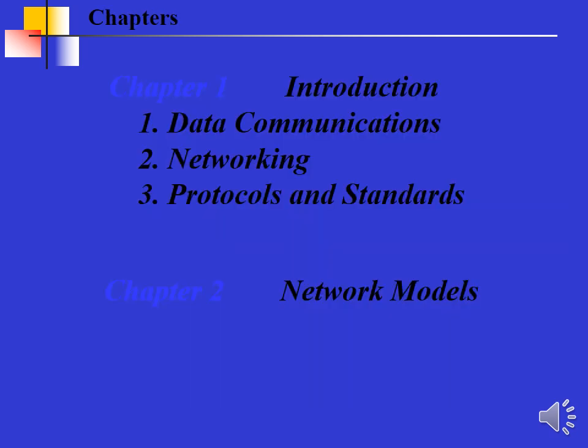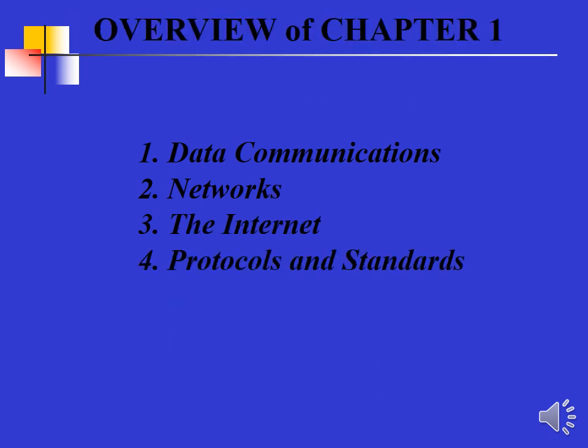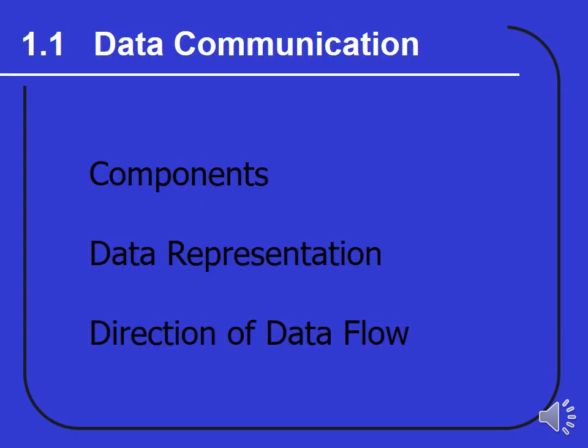In the introduction chapter we have got data communication, networking, protocols and standards. In the second chapter we have got the network model. In chapter 1 we have got data communication, network, the internet and the protocols and standards. Data communication consists of components, data representation and direction of data flow.